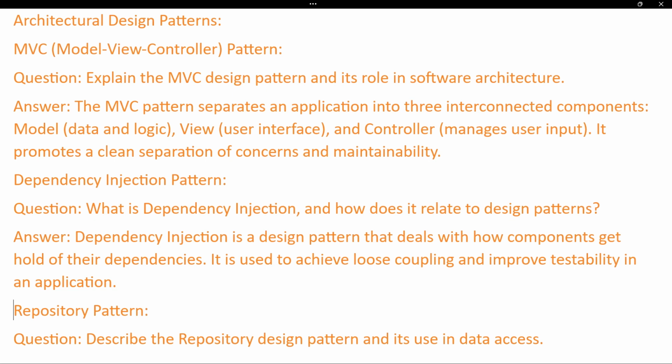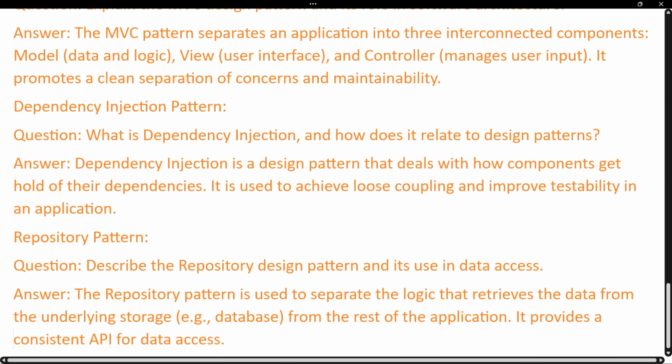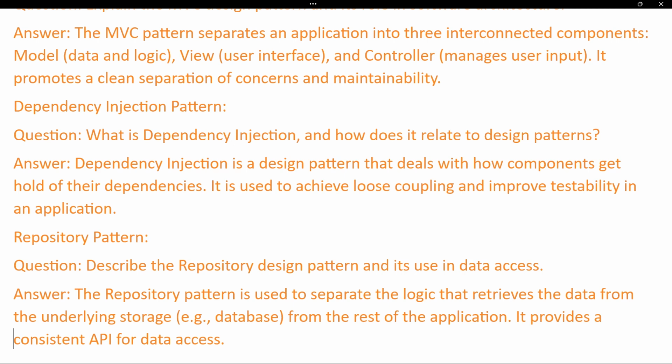Now we will discuss the dependency injection pattern. What is the dependency injection pattern and how is it used in relation to design patterns? Dependency injection is a design pattern that deals with how components get hold of their dependencies, and it is used to achieve loose coupling and improve testability in the application. That is called dependency injection.